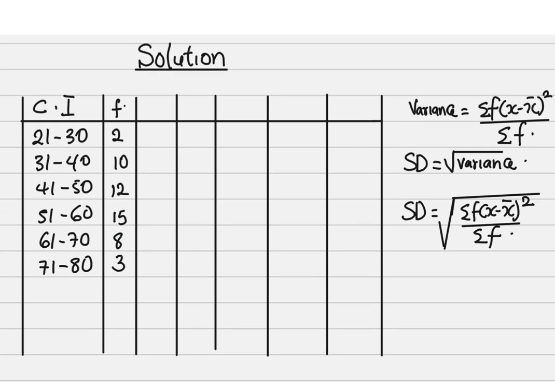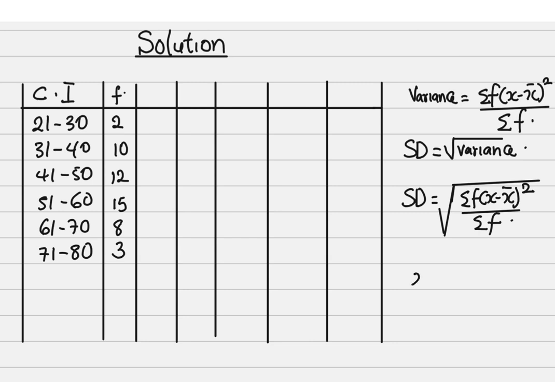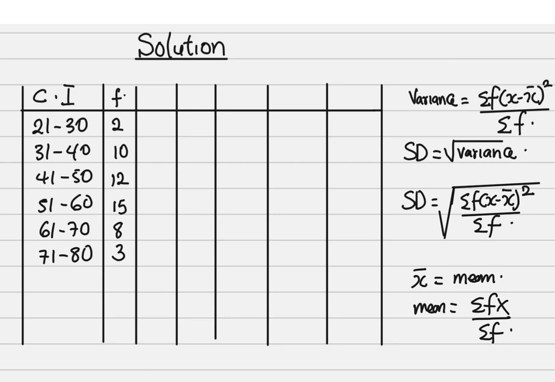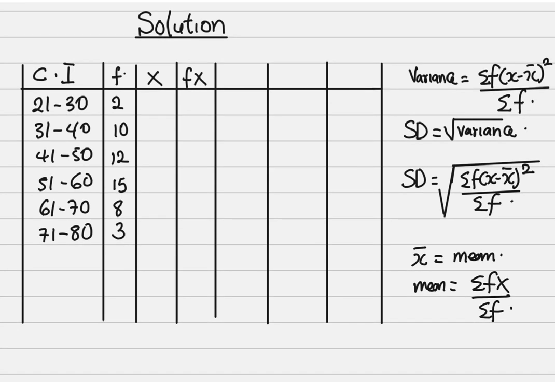Now listen, if you check from the formula, we have x bar, and x bar is the mean. So it means that we have to find our mean, and mean is summation fx all over summation f. So we need our x, then we need our fx. Like in the previous video, I showed you how to get your x. It is the average of the upper and the lower class interval.